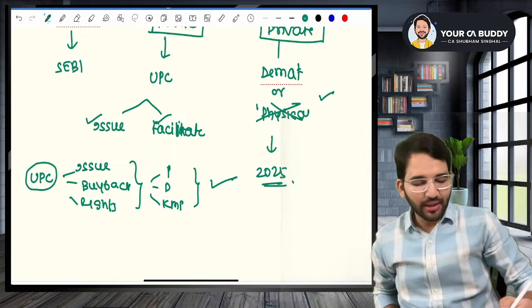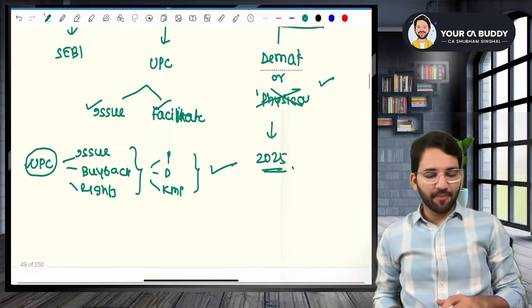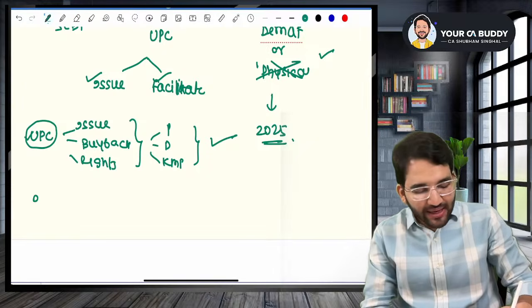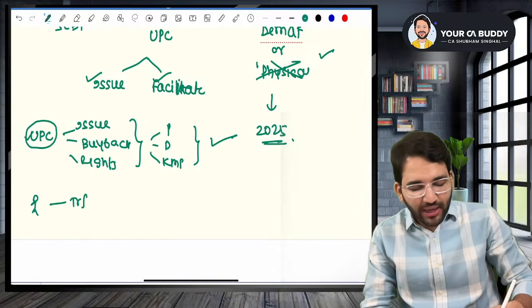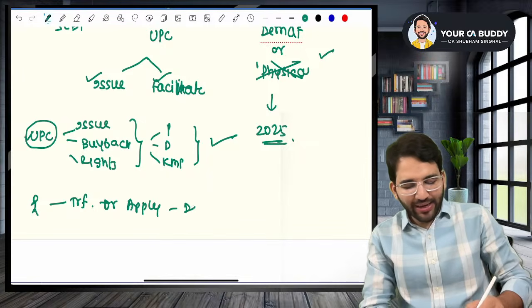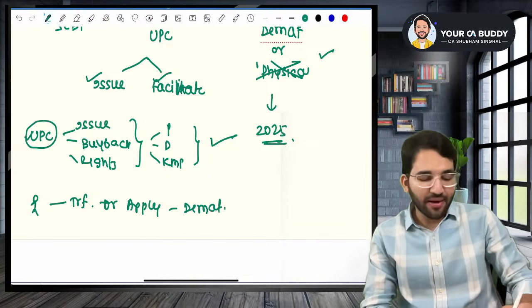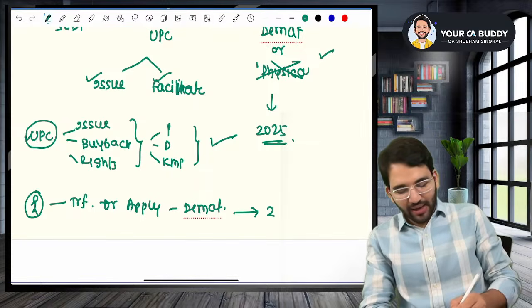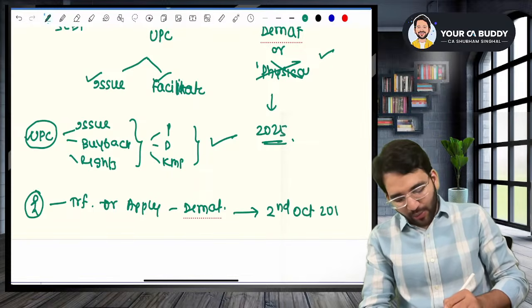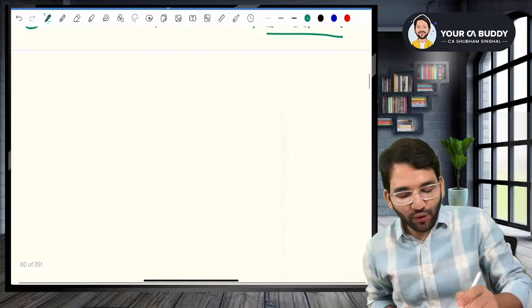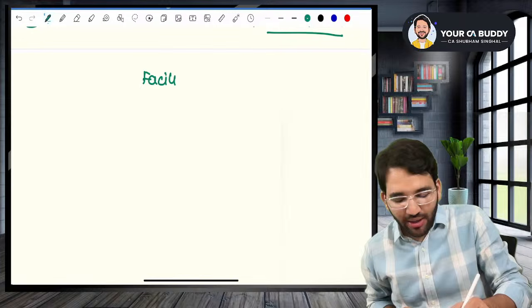Okay. Sir, so this was about unlisted public company. After that, we said that if there is any member who wants to transfer his shares or apply for any upcoming shares, then he will also have to get his shares dematerialized. And for these members, we kept a deadline of 2nd October 2018. We said after that, give a facility for dematerialization. Sir, what is the facility for dematerialization?